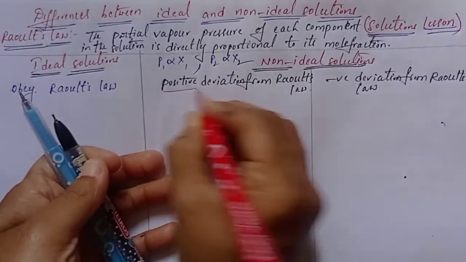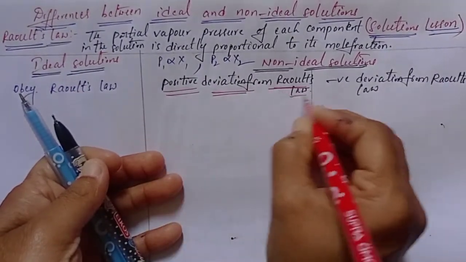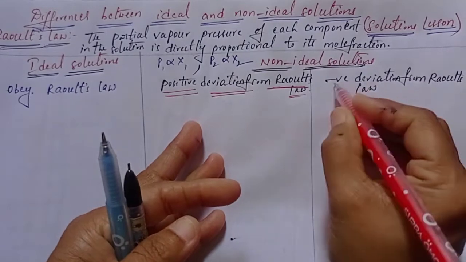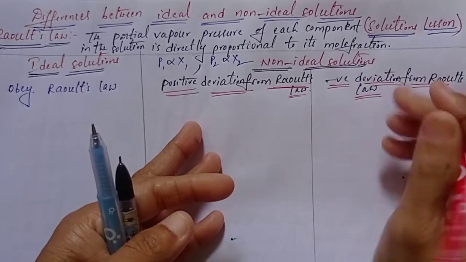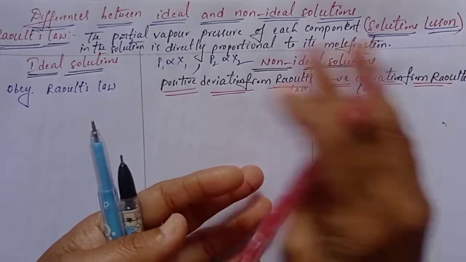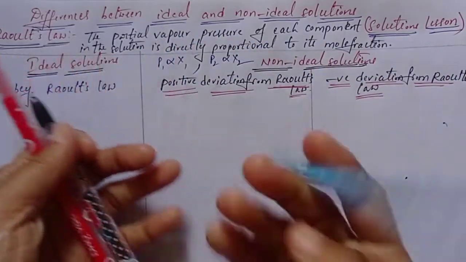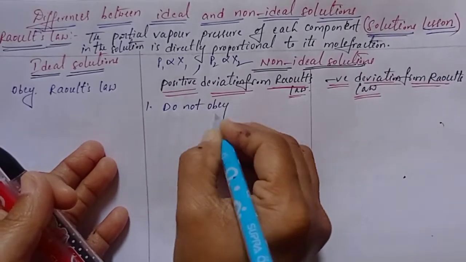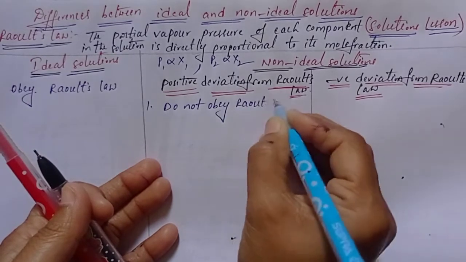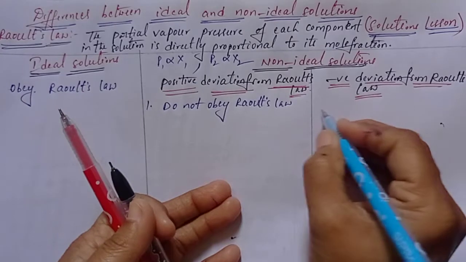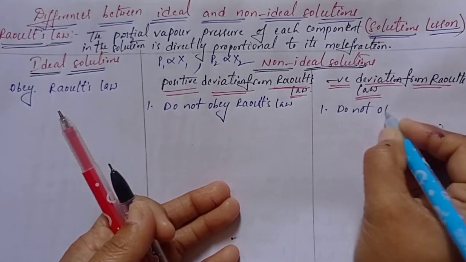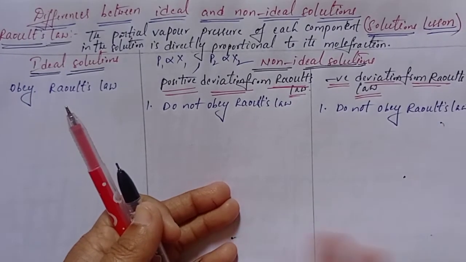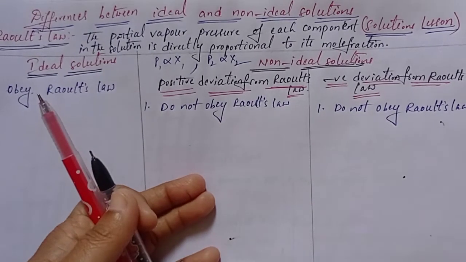Now coming to the positive deviation from Raoult's law, again same thing here. Non-ideal solutions do not obey Raoult's law. Even positive deviation, negative deviation, in both cases the solutions do not obey Raoult's law. So what is the first point here? Do not obey Raoult's law. Here also do not obey Raoult's law. Clear this one? They do not obey Raoult's law, students. So this is about the first point.